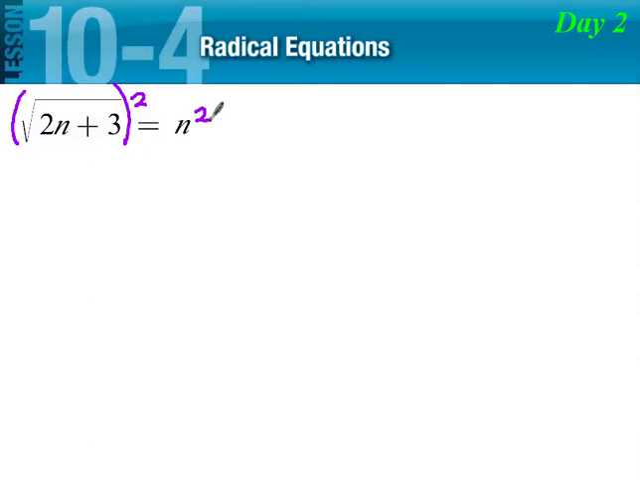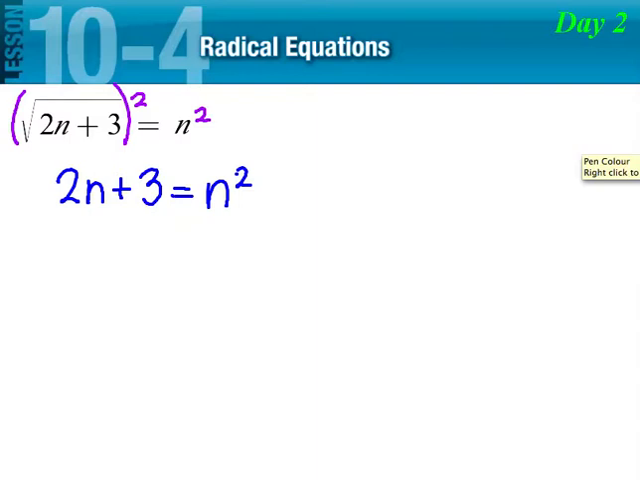Now when I do that, on the left side, what am I left with? 2n plus 3. And that's going to equal n squared. Now the question is, how do you solve this? This is a quadratic. In order to solve a quadratic, we need to get everything to one side of the equation. The other thing we need to do is keep the square term positive.